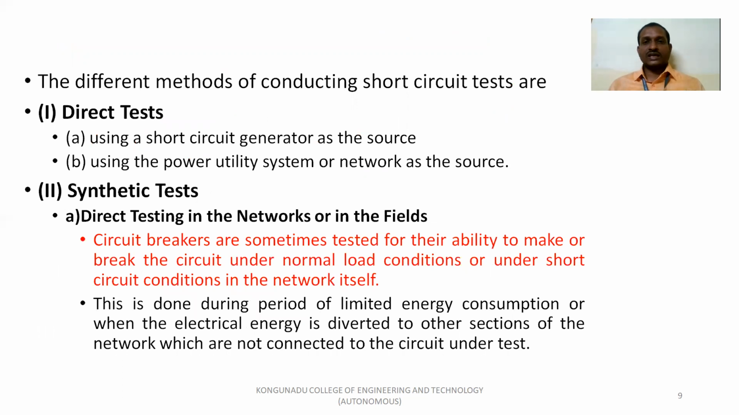There are two different methods of conducting the short circuit test. One is the direct test, and the other is the synthetic test. Direct test means using a short circuit generator as the source, and only then are we going to test. The second option is using the power utility system or network as the source. So we are going to test directly with the short circuit sources.